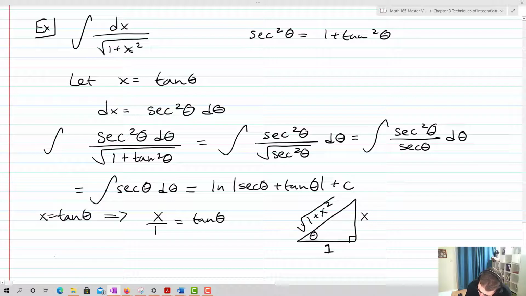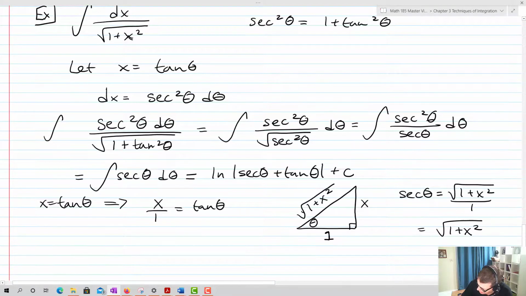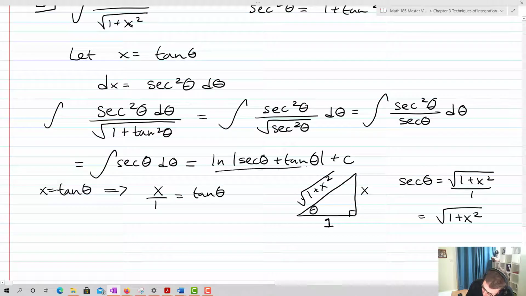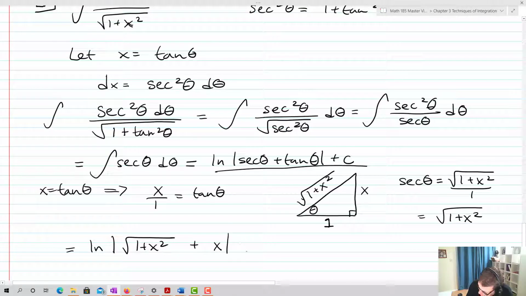So what that means is that secant theta is going to equal the hypotenuse over the adjacent, so it's going to end up being the square root of 1 plus x squared divided by 1, which is just the square root of 1 plus x squared. So now I substitute back into my equation, and this will end up equaling the natural log of the square root of 1 plus x squared plus x plus c.